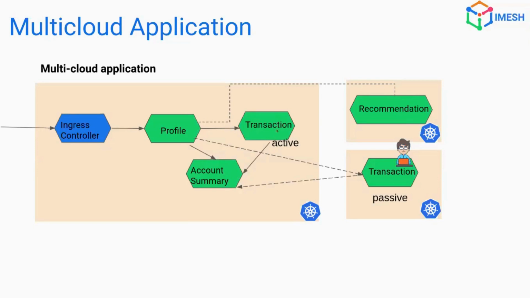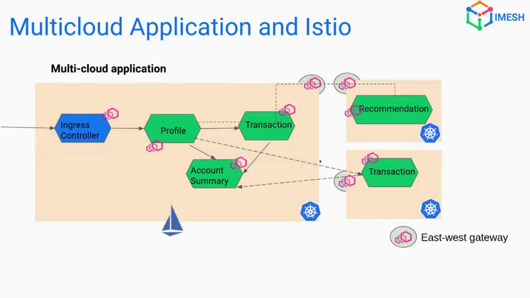Keep in mind that this is being done over 3 different clusters. One cluster is holding all of this. The recommendation service is being held in a completely different cluster. And we also have a passive transaction service held here, so in case this active one fails, this one can come in and take its place, right? So some sort of load balancing is taking place. Moving on to the next slide.